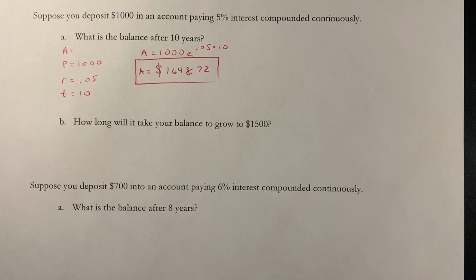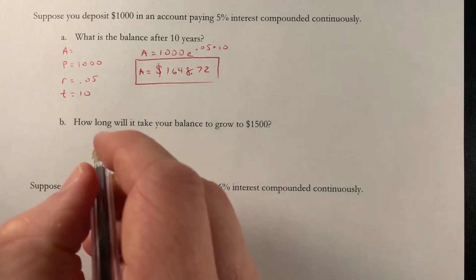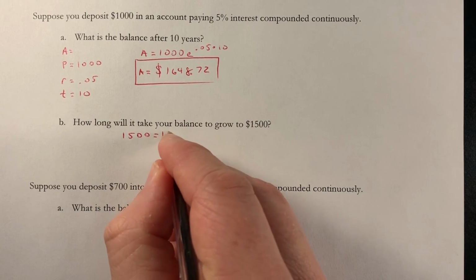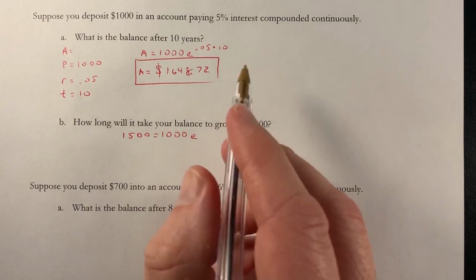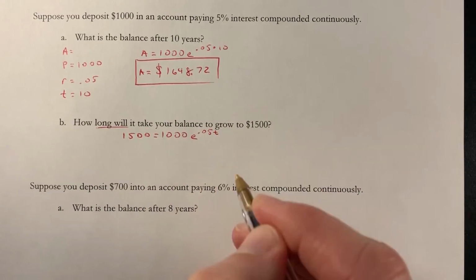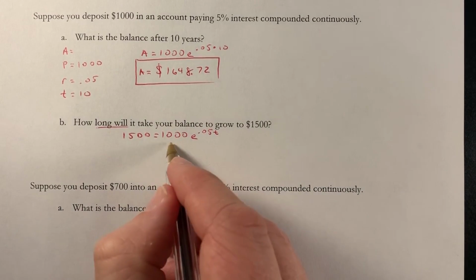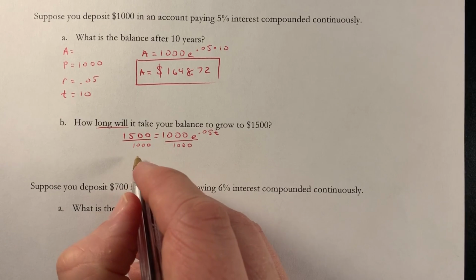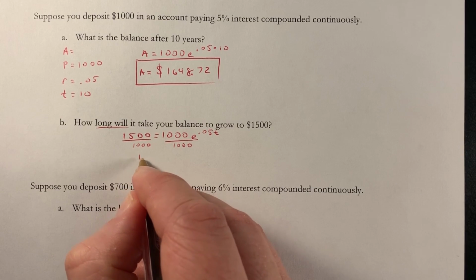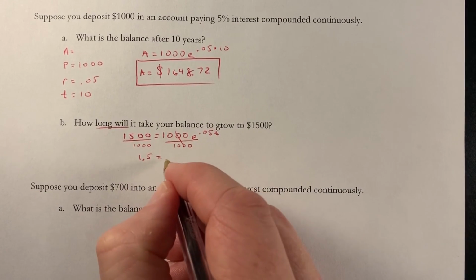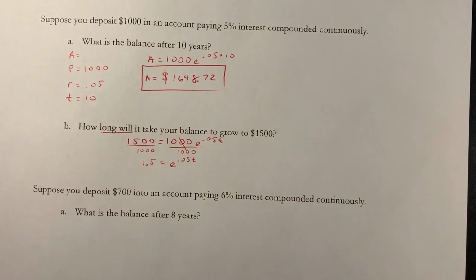How long will it take to grow the account to $1,500? So now the ending amount, that balance at the end, is going to be $1,500. So $1,500 equals the principal, what we started off with, $1,000, times e to the r, which is 0.05, times t. How long means we don't know t. Okay, so we're going to divide both sides by 1,000. 1,500 divided by 1,000 is 1.5, or it could be listed as 3/2, either way is okay, equals e to the 0.05 times t power.